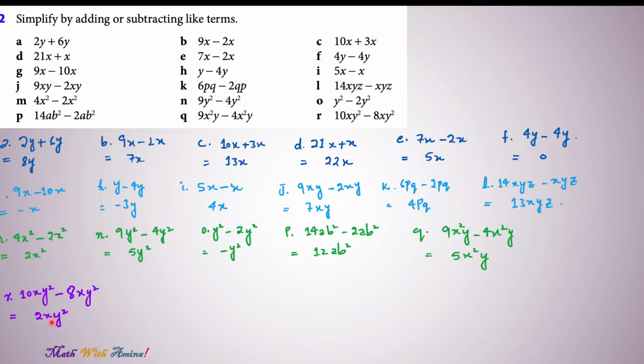So what is the takeaway? When there are like terms, we can simplify them by adding and subtracting them, because addition and subtraction can take place only between the like terms. We consider the coefficients of the variables for subtraction or addition, and the variable itself will be written as it is. That's all for this question.